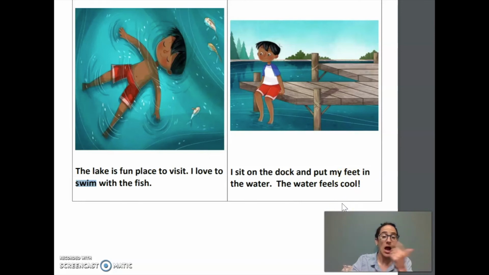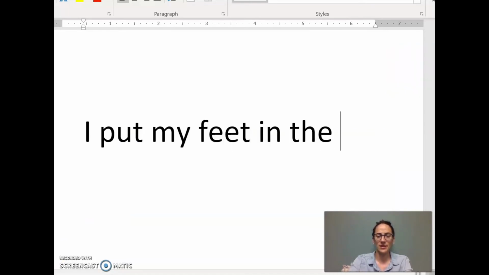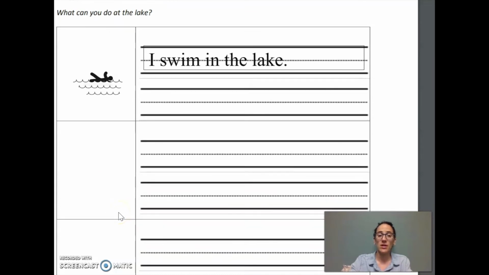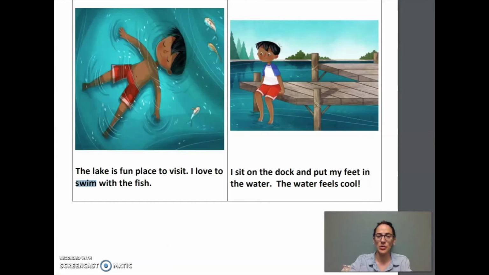I can say, well, I put my feet in the water. Let me try that. So I'm going to write, I put my feet in the water. Good. And now I can draw a picture. That's me and my feet are in the water. But there's more space and lots of things we can do. Let's go to our book and find more.